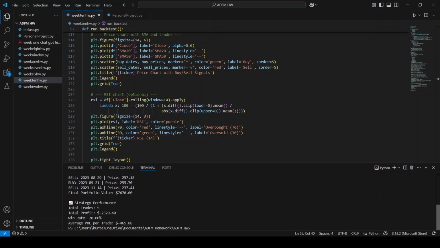So for our strategy performance, we have a total of 5 trades, and we lose $2,329.40. We have a win rate of 20%, and our average P&L, our profit and loss per trade, is negative $465. Thank you.